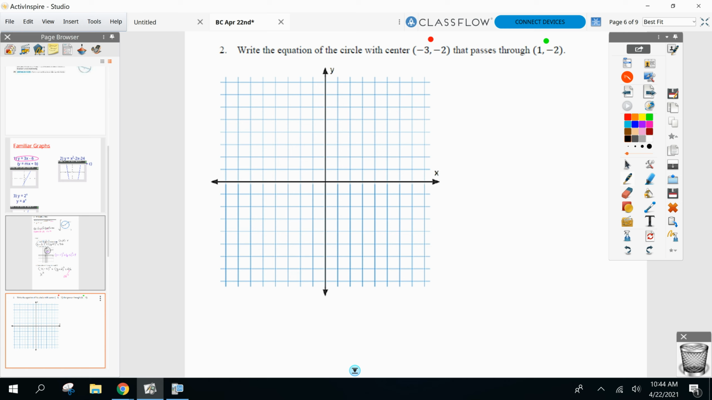All right, now I'm on a graph. Write the equation of this circle. Let's see. The center is at -3, 1, 2, 3, 2. And the circle goes through 1, -2. I got to change this next year. It's too easy. I don't know why we didn't change it this year.